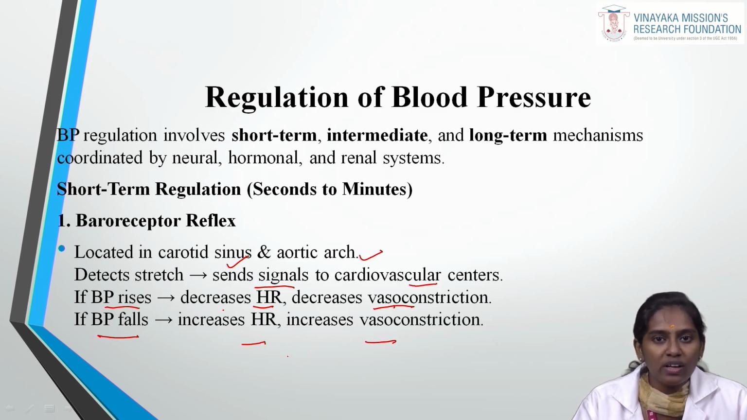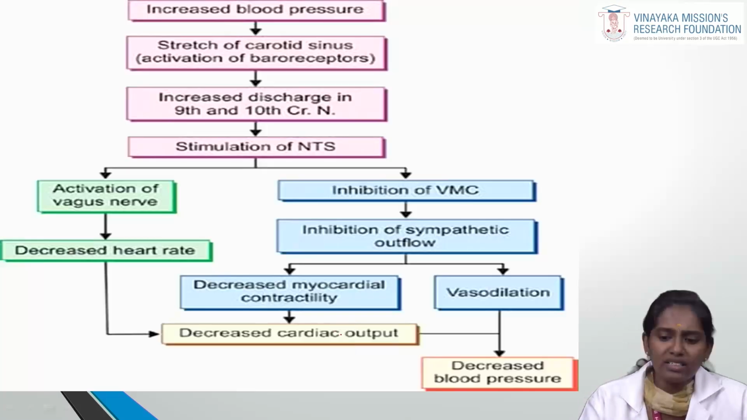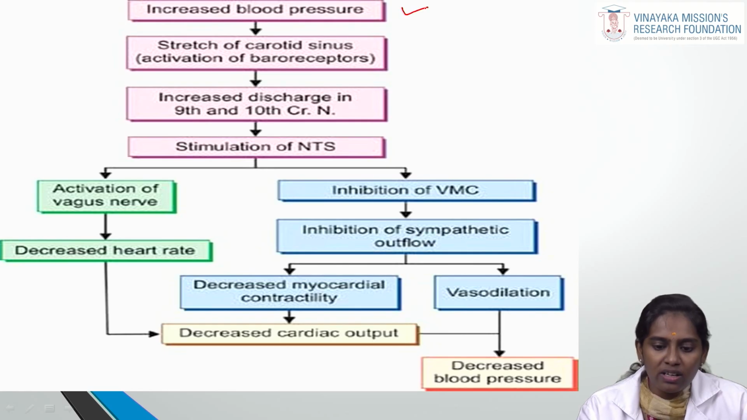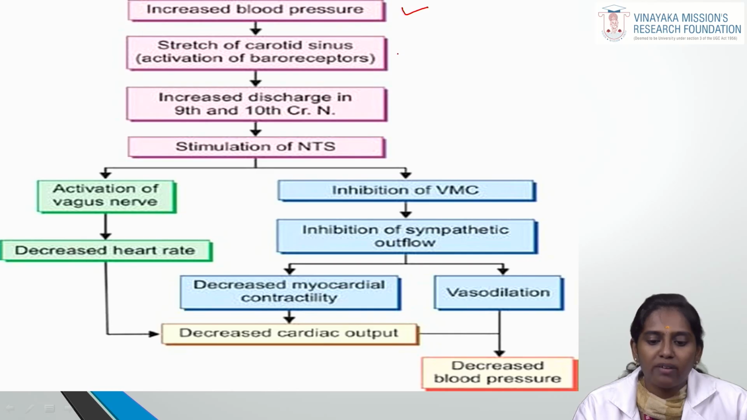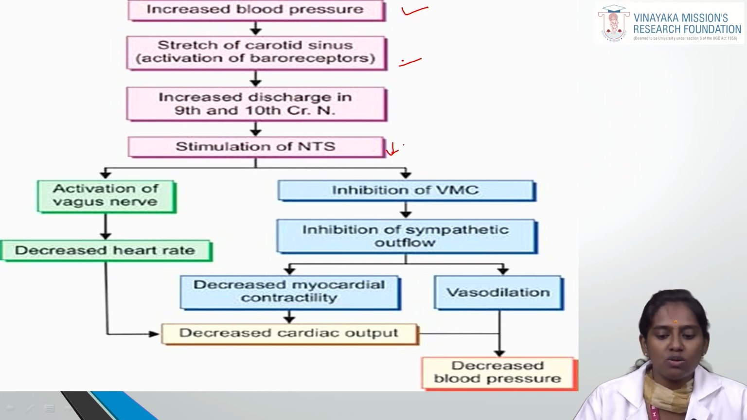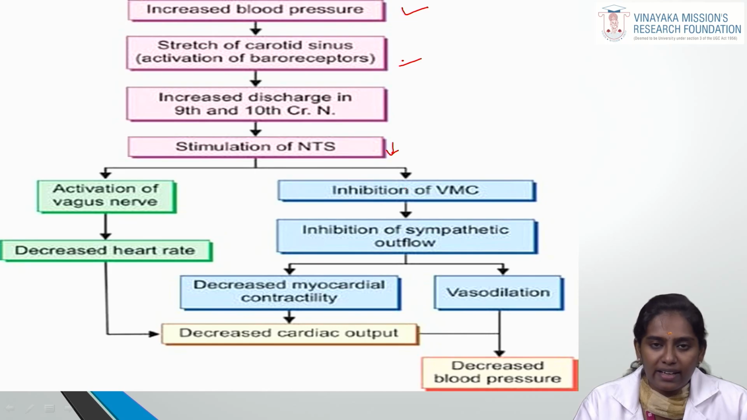These are two inversely proportional mechanisms. Then this is the baroreceptor flow chart. When there is an increase in blood pressure, there is stretch of the carotid sinus, that is activation of baroreceptor. So the baroreceptors increase the discharge in the 9th and the 10th cranial nerves, that is the glossopharyngeal and the vagus nerve. That will stimulate the NTS, the nerve centers.